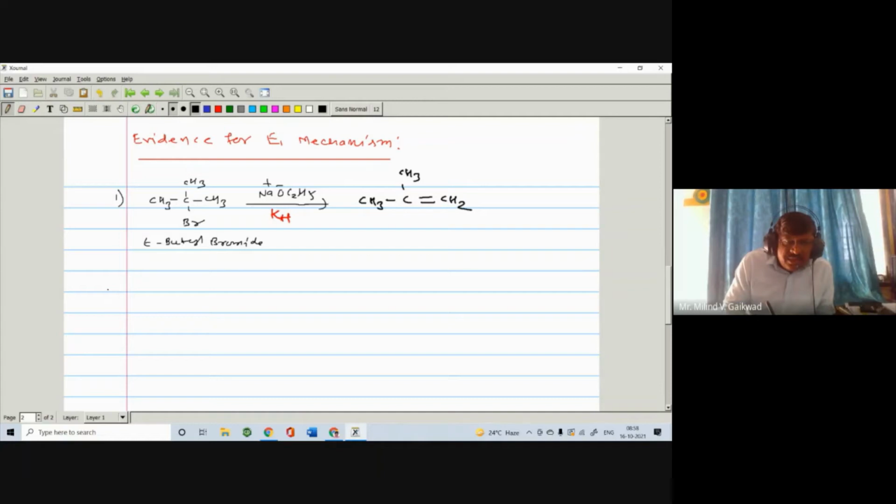Now in the second reaction, we take the same substrate, but all the hydrogen we replace by deuterium. So it is a deuterated tertiary butyl bromide. Here is a CD3, then here is a CD3, then also CD3, and here is a Br. So we have taken the deuterated tertiary butyl bromide, and we carry out the reaction in the presence of again sodium ethoxide.